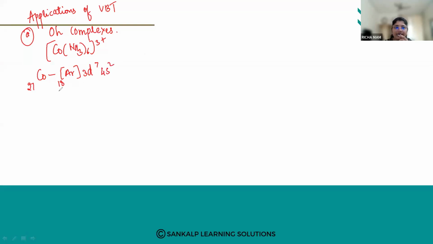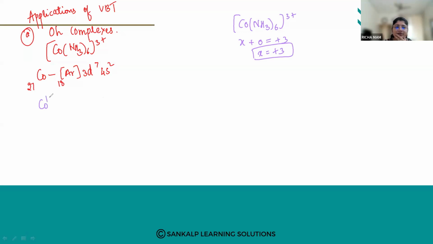Now here, can you find the oxidation state of cobalt? So [Co(NH3)6]3+. Cobalt X plus 6 into ammonia, which is 0, equals plus 3. So X will be plus 3. So the charge on the cobalt is plus 3.